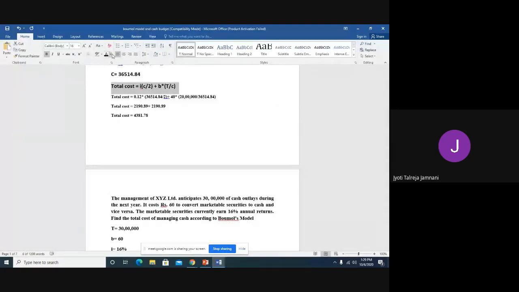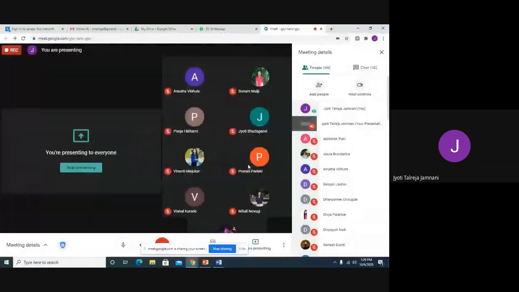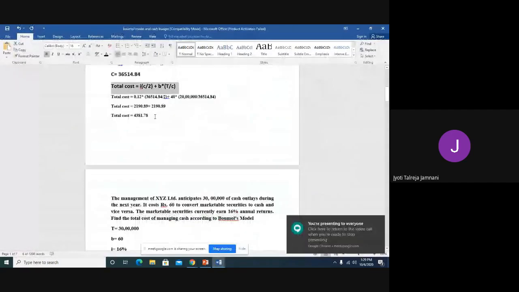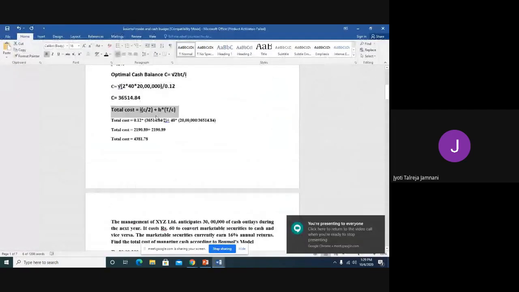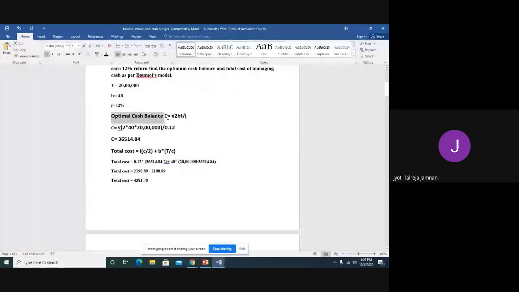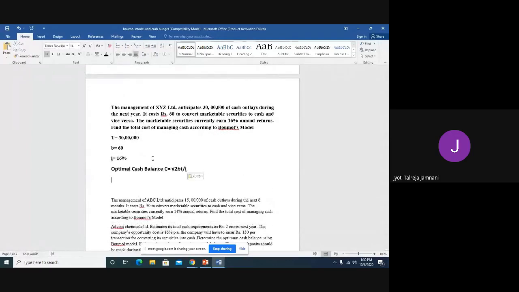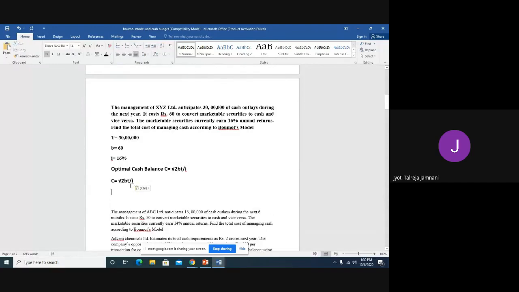And till you don't find the value of C, you cannot find the total cost. Therefore, we need to first find the optimum cash balance. Only then it is possible to find the total cost. So the formula for optimum cash balance is square root of 2BT divided by I. So C is equal to, we'll put all the values and try and find it now.